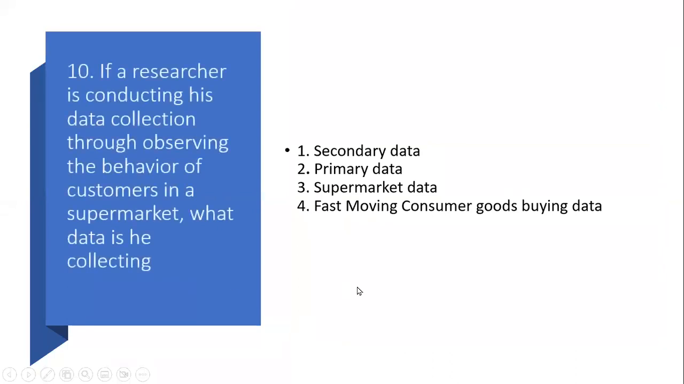10. If a researcher is conducting his data collection through observing the behavior of customers in a supermarket, what data is he collecting? Is he collecting secondary data, primary data, supermarket data, fast-moving consumer goods buying data? The appropriate answer is he is collecting primary data because he is observing, he is doing a research. Therefore, the most appropriate answer is primary data.